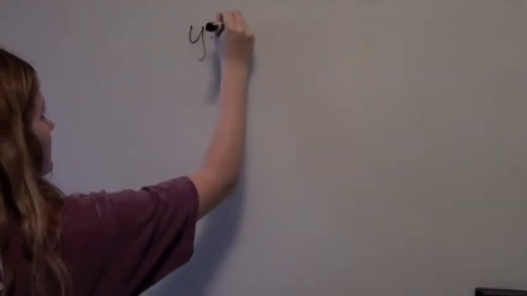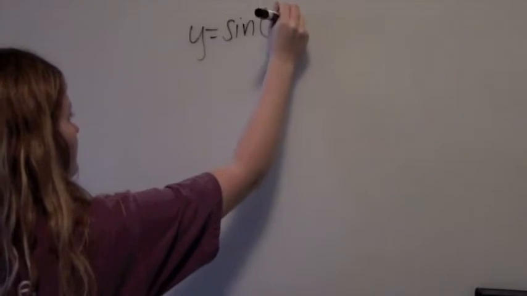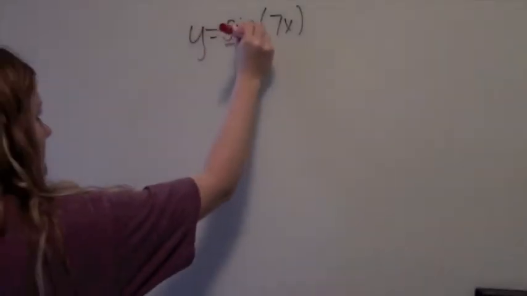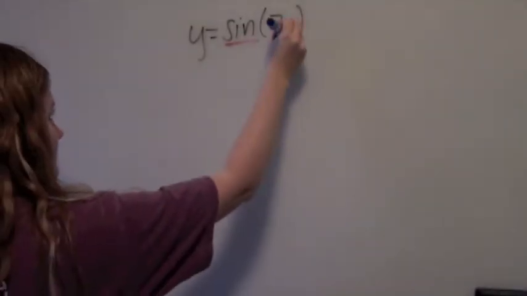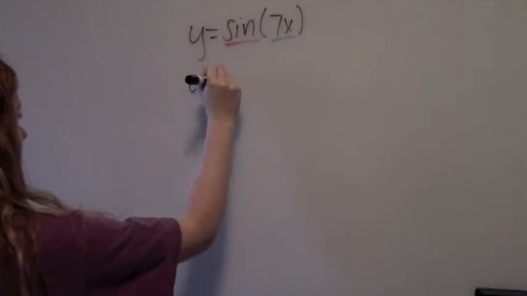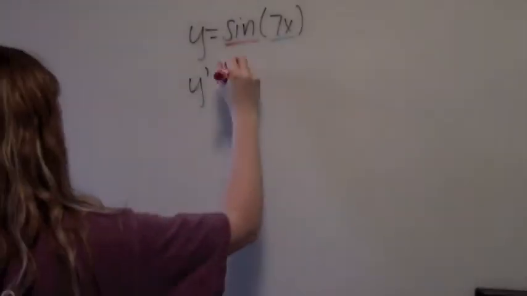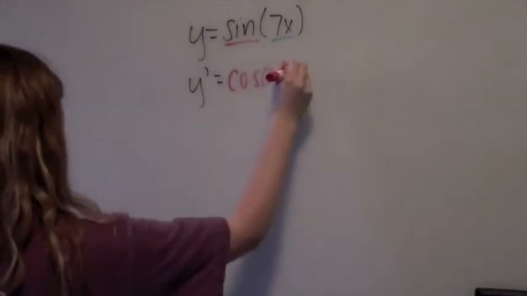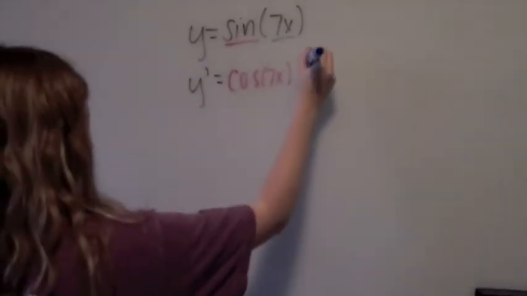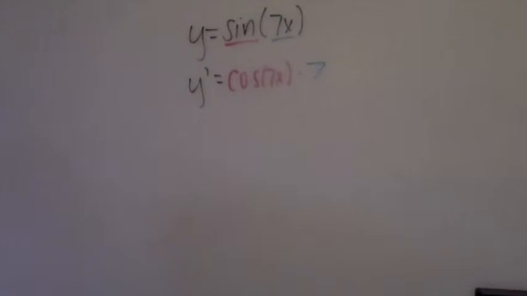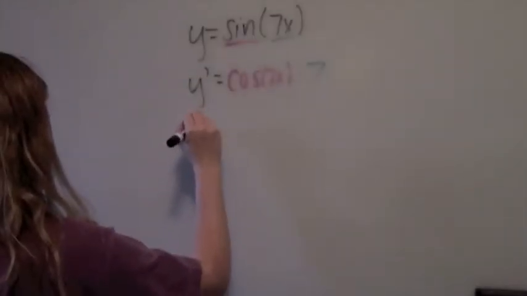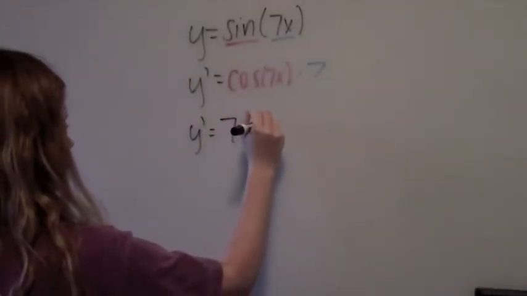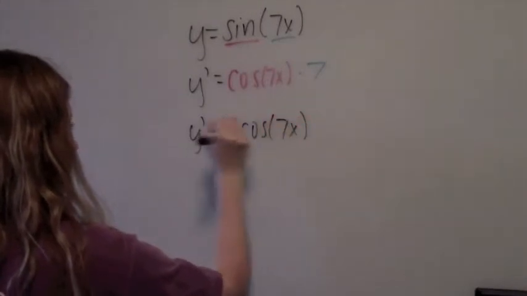So let's say you have the function y equals sine of 7x. You have to use what's called the chain rule, and the chain rule is made up of outer and inner. The outer is going to be your sine of 7x, and the inner is going to be 7x. So you have to multiply the derivative of the outer, which is cosine 7x, by the derivative of the inner, which is just going to be 7. So you're going to end up with y prime is equal to 7 cosine of 7x.